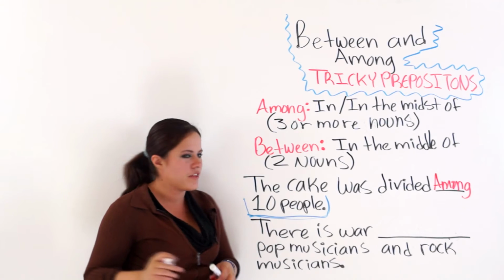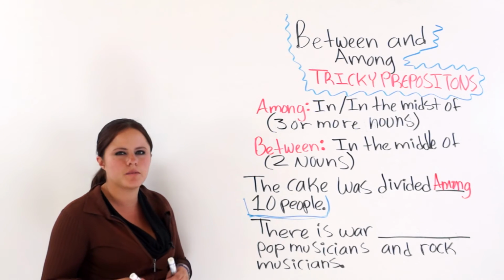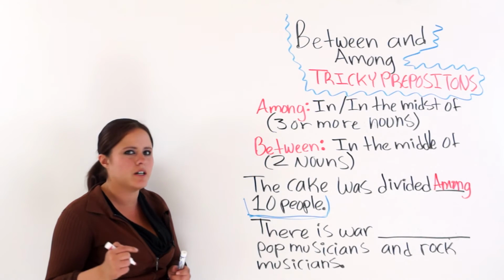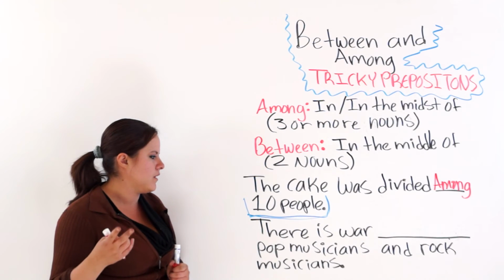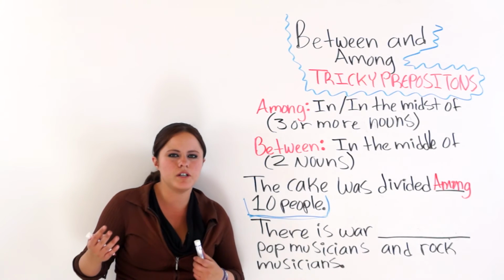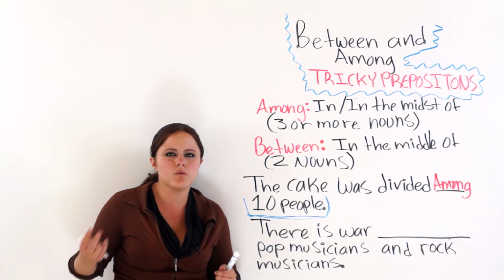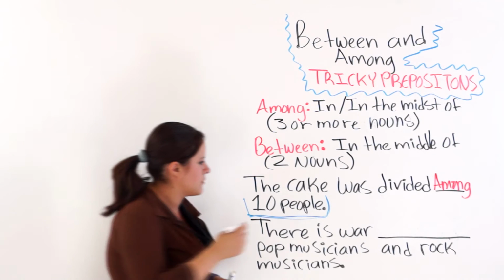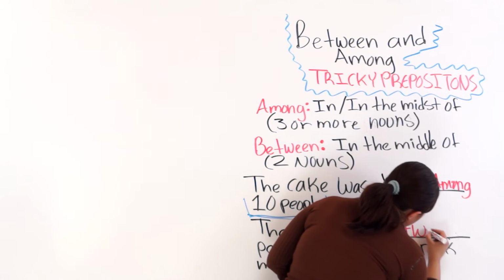The next one says, there is war blank pop musicians and rock musicians. Should we use between? We are talking about 2 plural nouns, pop musicians, rock musicians. Even though musicians is plural, we don't know how many musicians we are talking about. So we know we are talking about 2 groups, 2 nouns. Therefore, we must use between.